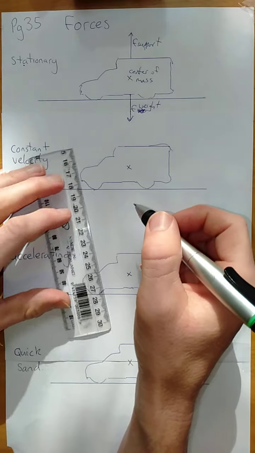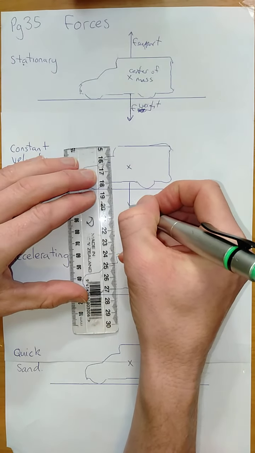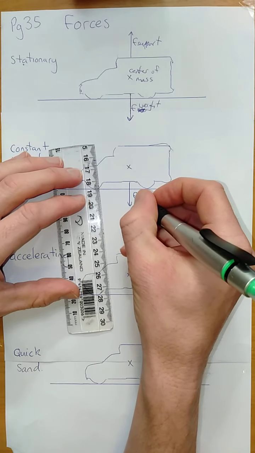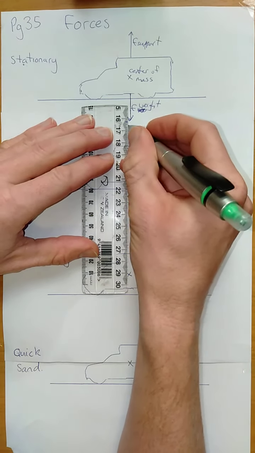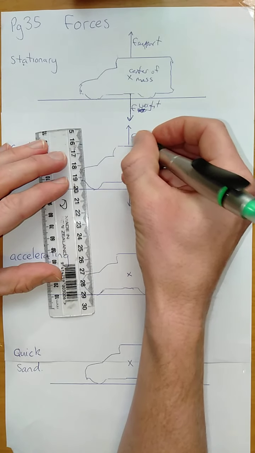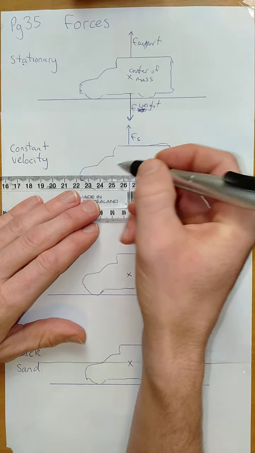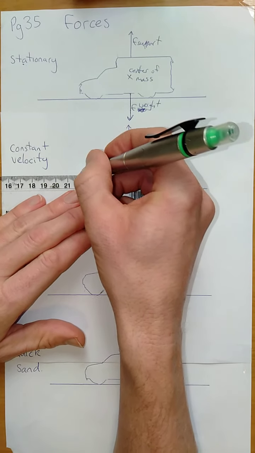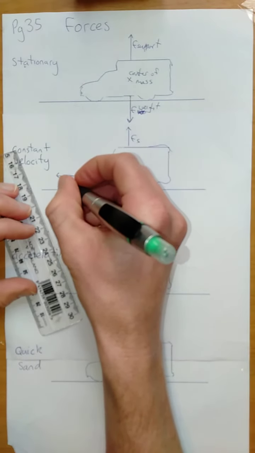Now we've got it traveling at a constant velocity. It's still going to have the same weight force going down, which we'll just call force weight. And it's going to have the same force support, which we can call Fs. But now that it's going at a constant velocity, the engine's creating a forwards thrust force. So that's going to be force thrust.